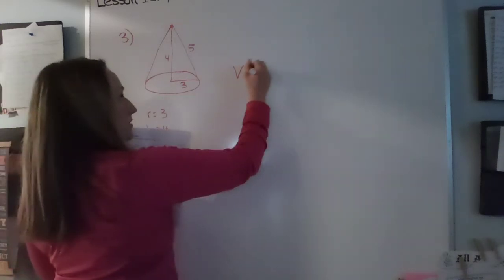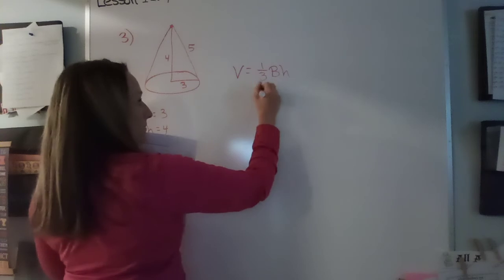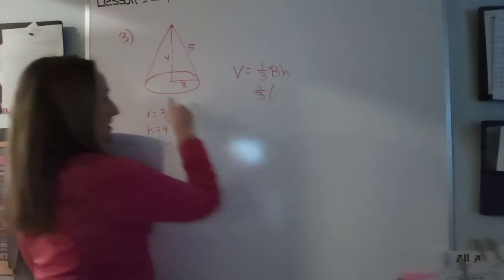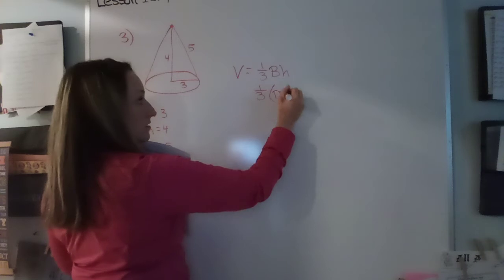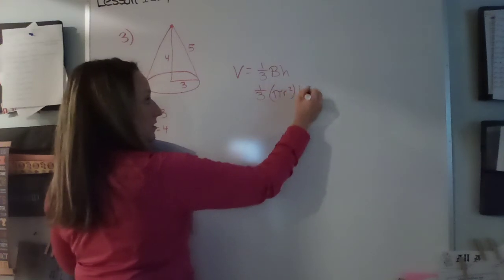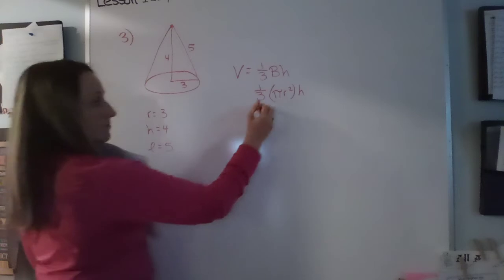The volume formula is 1/3 BH. All right, base. What shape is the base? It's a circle. How do you find the area of a circle? Pi r squared. So I just need r and h. I don't even need the L for this problem.